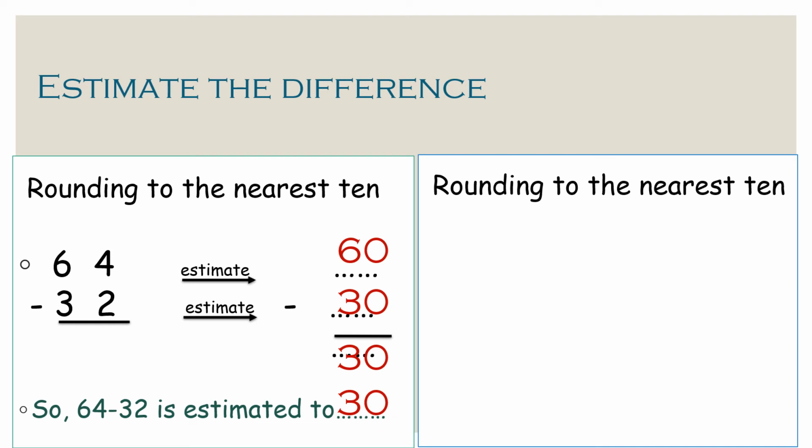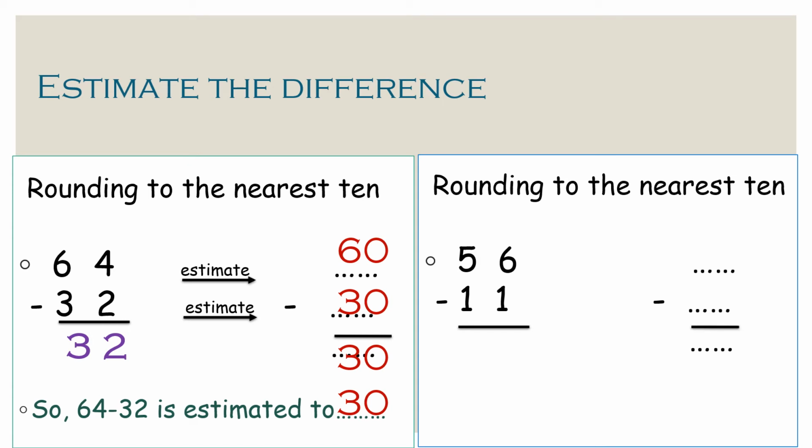Okay, let's find the real difference. Let's find subtraction. 4 minus 2 is 2. 6 minus 3 is 3, so it's 32. So isn't 32 close to 30? Yes. Now this is your problem, so I want you to work it out, and then I am waiting for your answer. Hurry up.